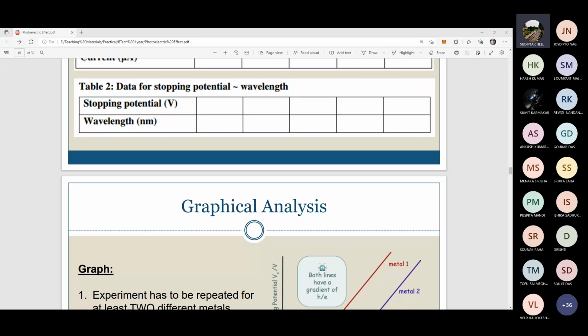Sir, there is one question. Do we have to submit this as a PDF or on hard paper? At present, where are you writing?